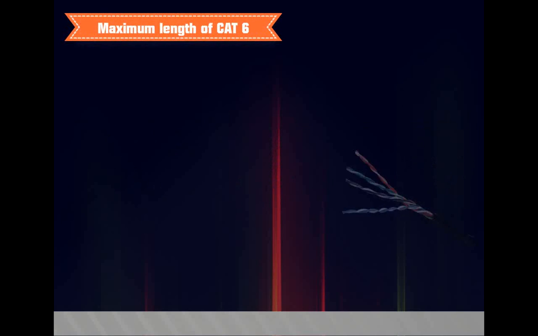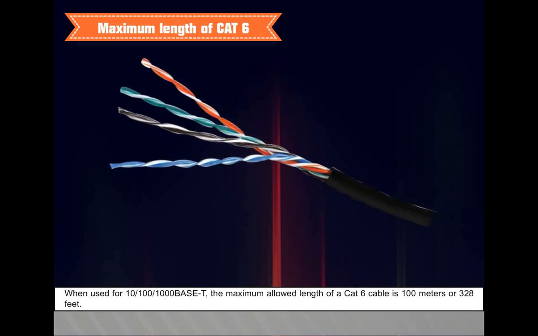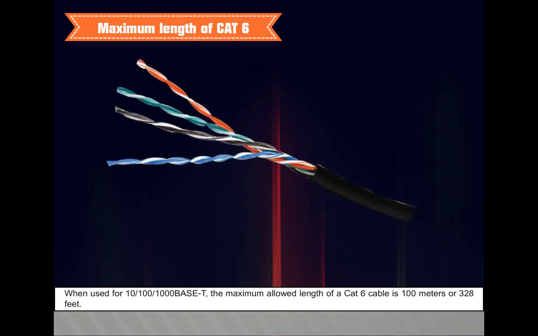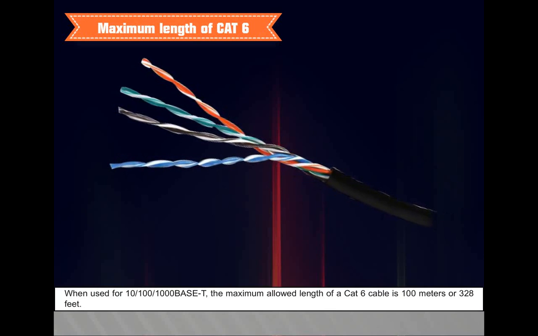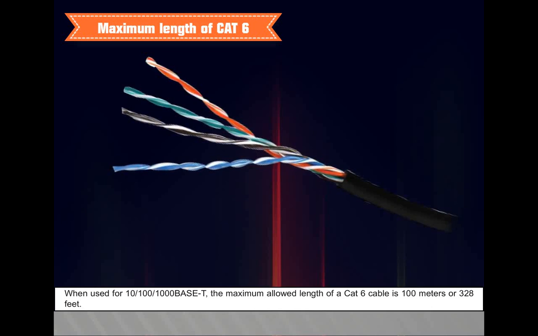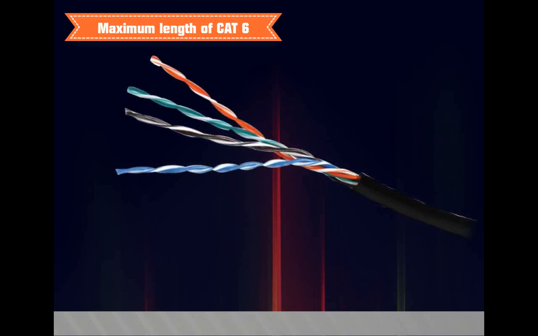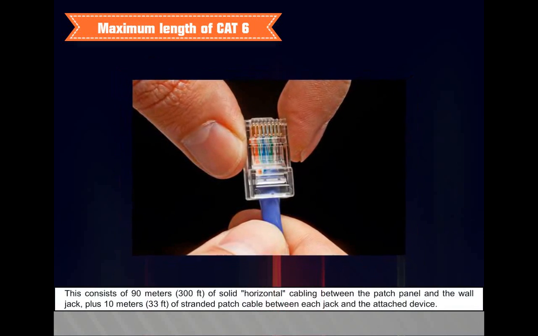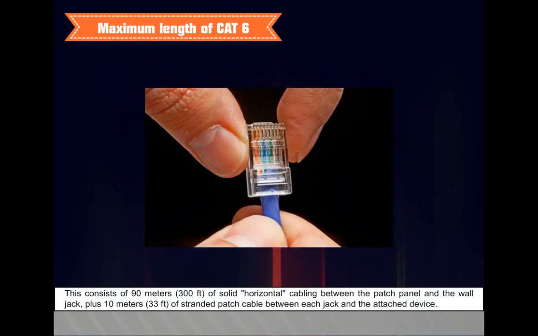Maximum length of Cat6. When used for 10, 100 or 1000 base T, the maximum allowed length of a Cat6 cable is 100 meters or 328 feet. This consists of 90 meters, that is 300 feet, of solid horizontal cabling between the patch panel and the wall jack, plus 10 meters, that is 33 feet, of stranded patch cable between each jack and the attached device.